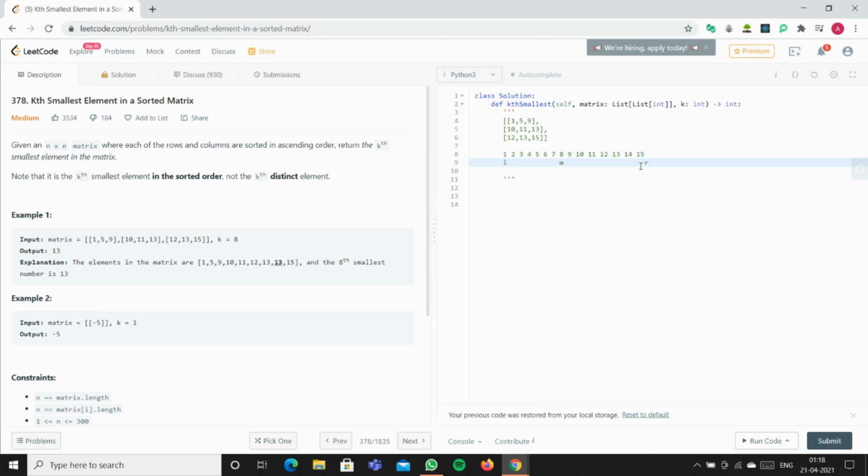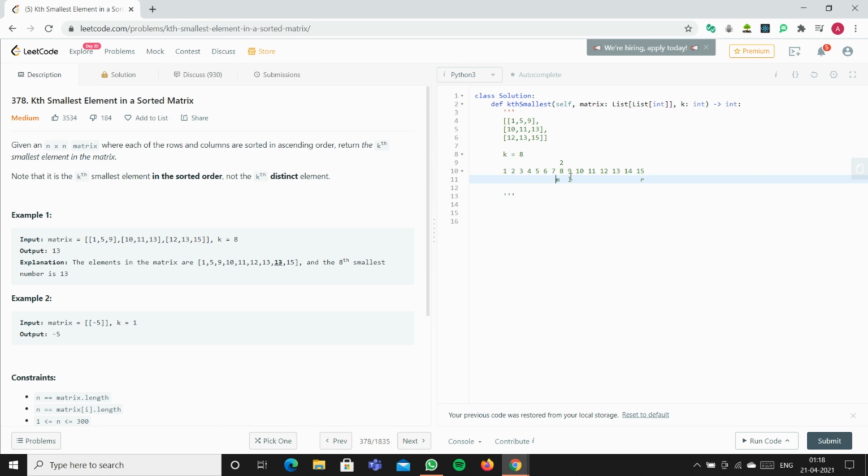Now we can take this 8 and find how many values are present inside the matrix that are smaller than 8. In the first row, there are only two values that are smaller than 8. In the second row, there are 0, and in the third row, there are 0. So there are 2 elements smaller than 8. This value 2 is not less than k. Our k is equal to 8. So we'll do L plus 1, and L will now be 9.